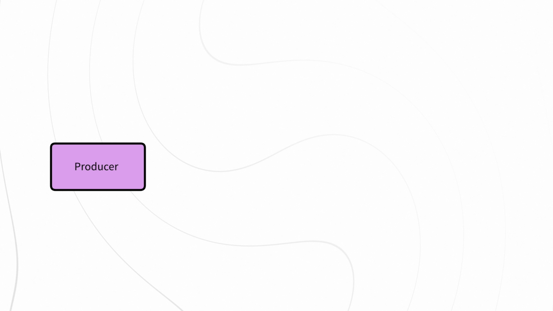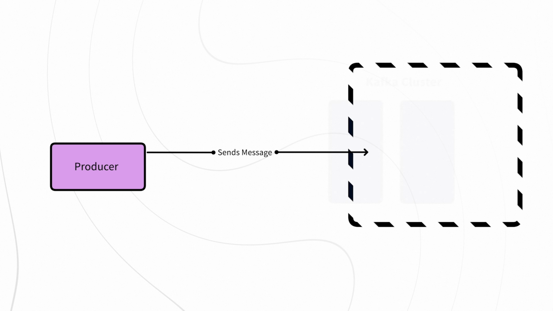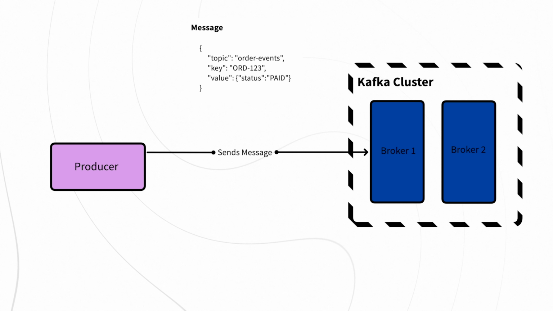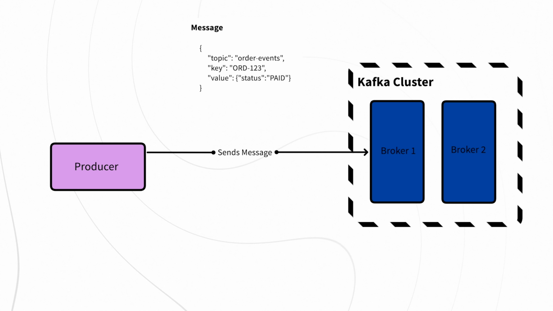Now, let's take a look one level deeper and see how Kafka works under the hood. Kafka follows a distributed architecture designed for high throughput, fault tolerance, and scalability. First, let's understand the main components. Producers are applications that send messages to Kafka. Each message has a key and value, and the producer is configured to send it to a specific topic.